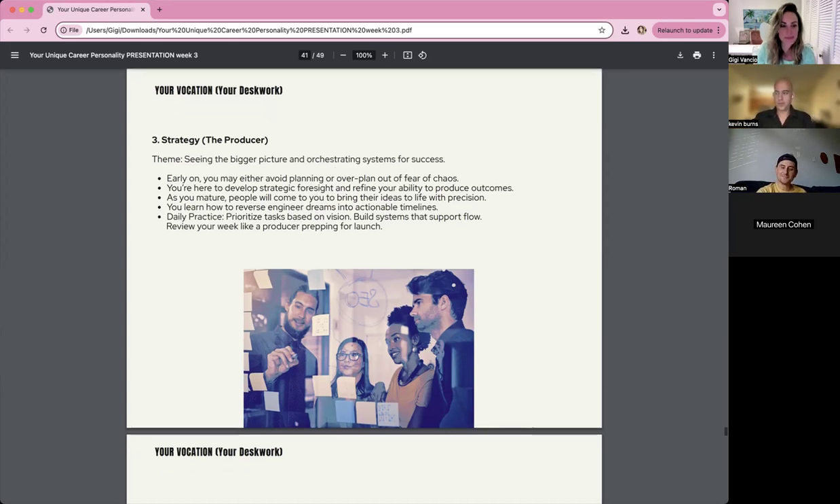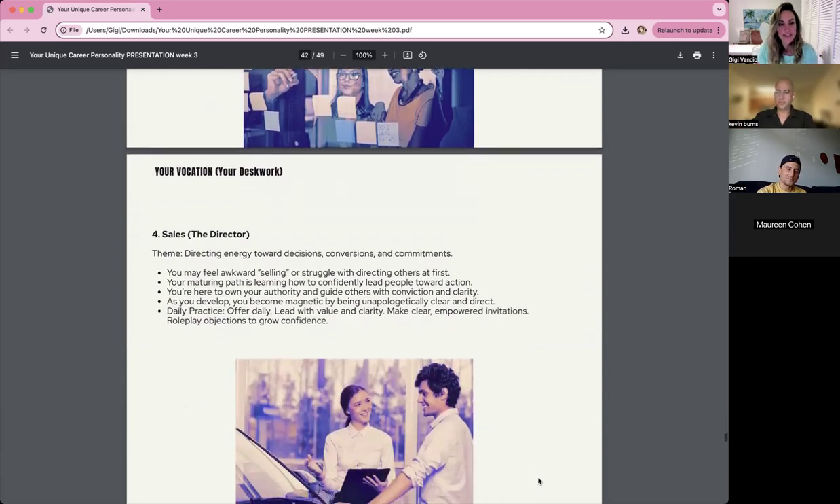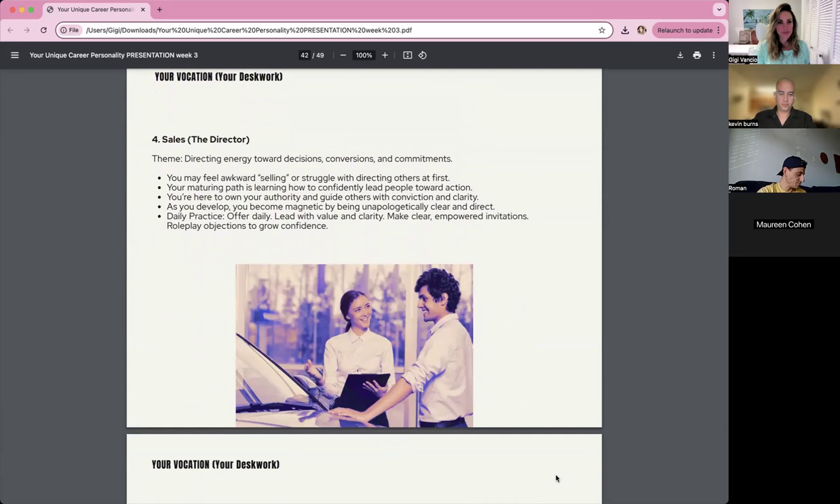So 4 is sales, which is the director. And the theme is directing energy towards decisions, conversions, and commitments. You might start out feeling awkward selling or struggle with directing others at first, but you're maturing into learning how to confidently lead people toward action. You're here to own your authority and guide others with conviction and clarity. And as you develop, you become magnetic by being unapologetically clear and direct.